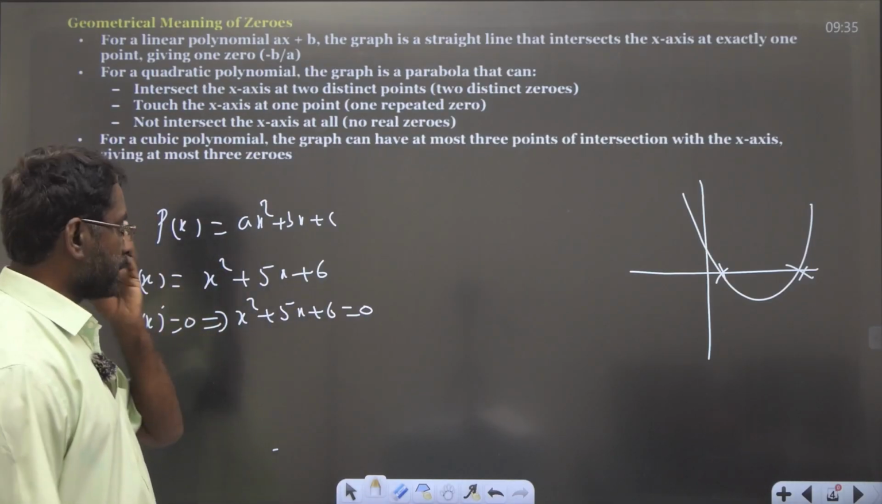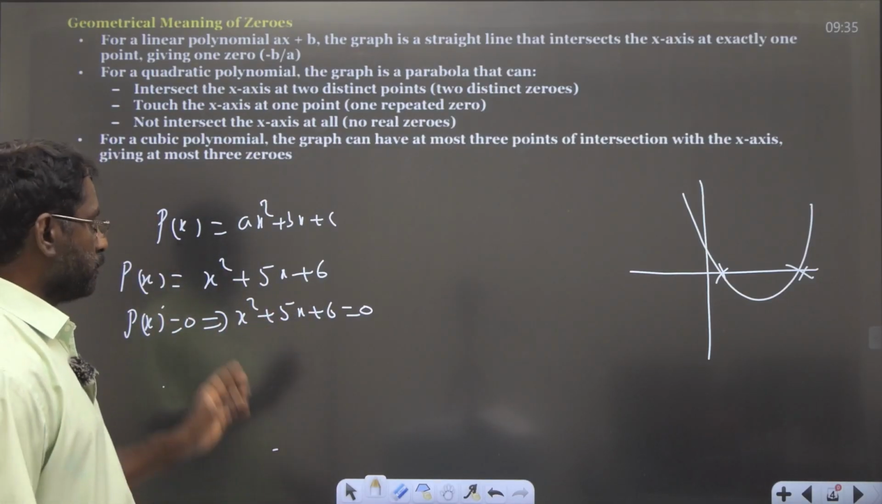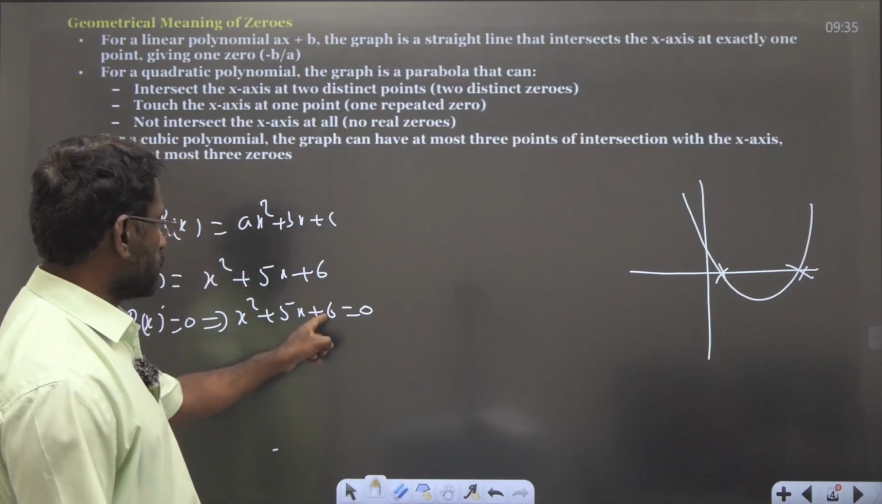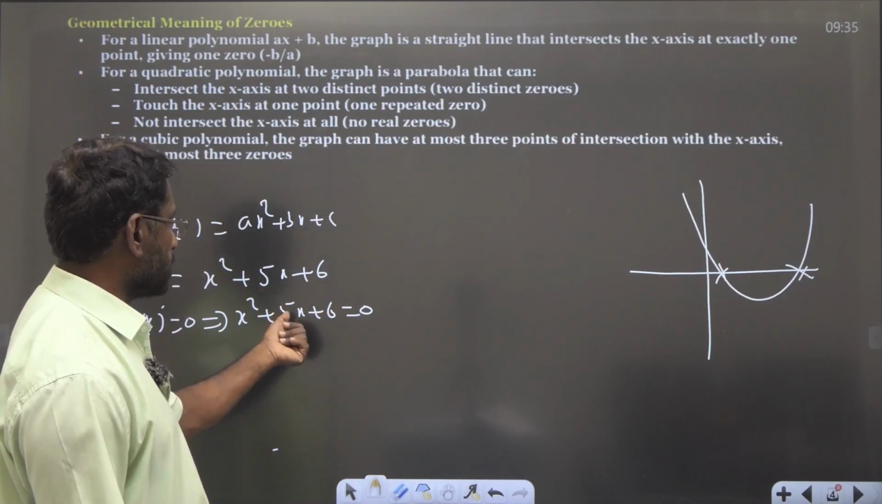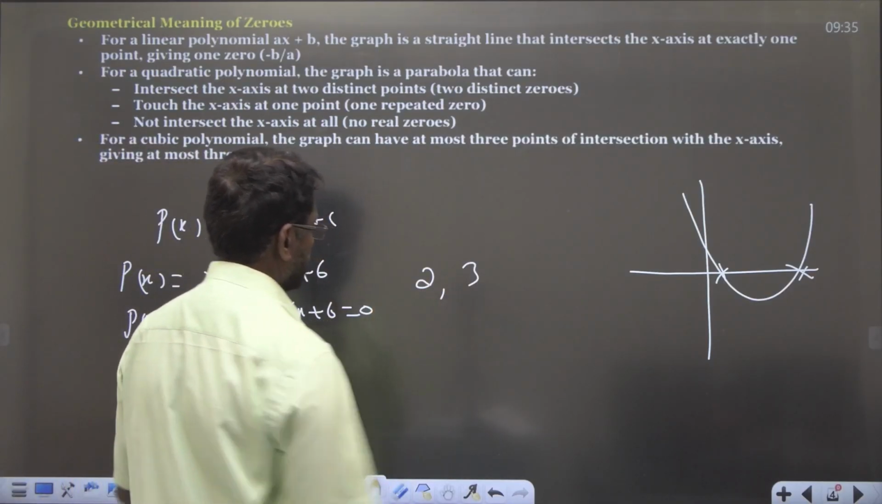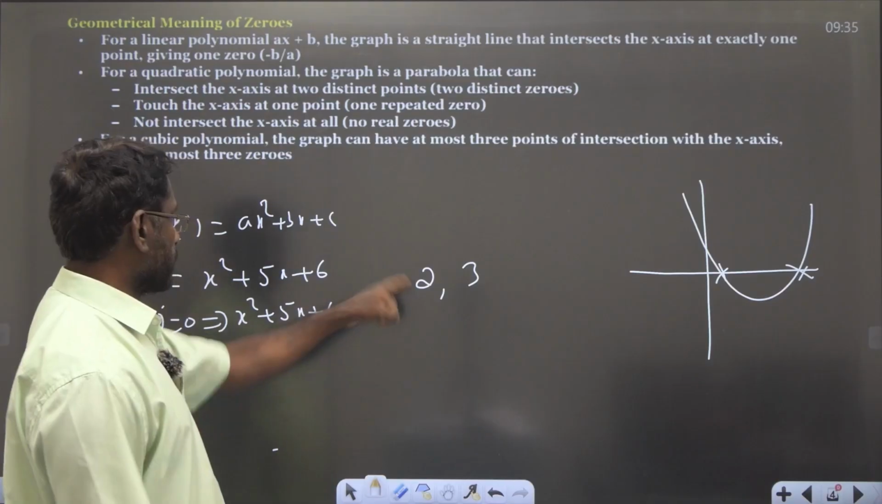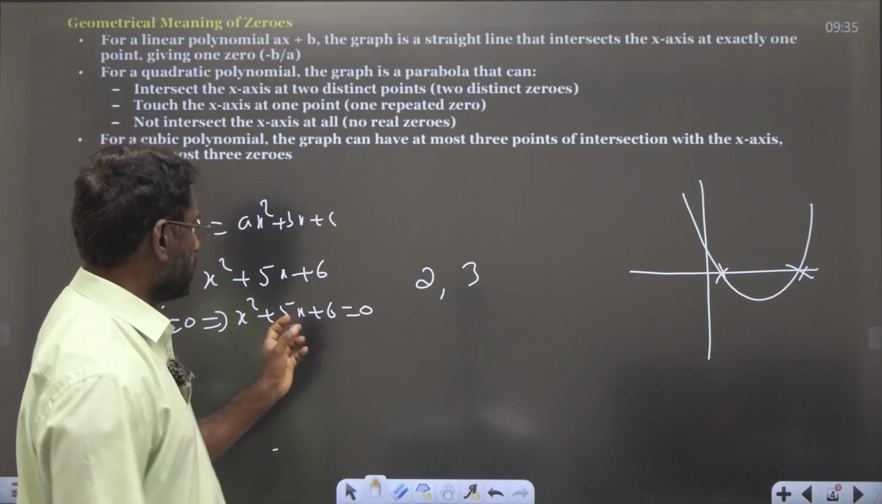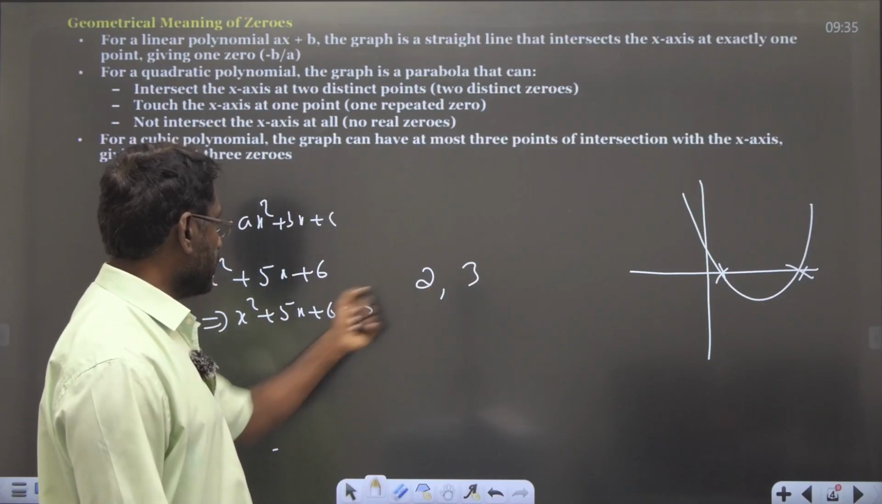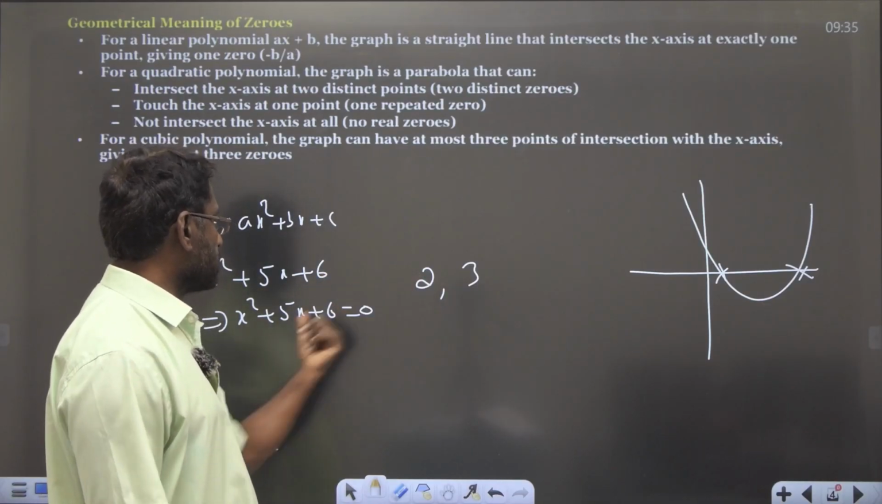How can we factorize this polynomial? You just take two numbers whose product is 6 and sum is 5. What are the numbers? 2 and 3. 2 into 3 is 6, 2 plus 3 is 5. You just find two numbers whose product is 6 and whose sum is 5.